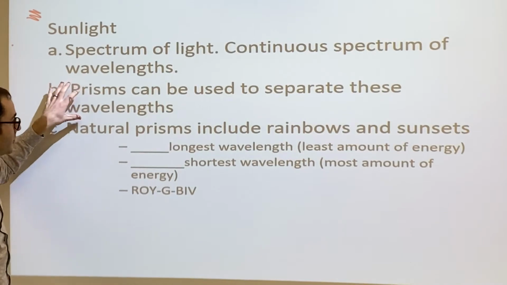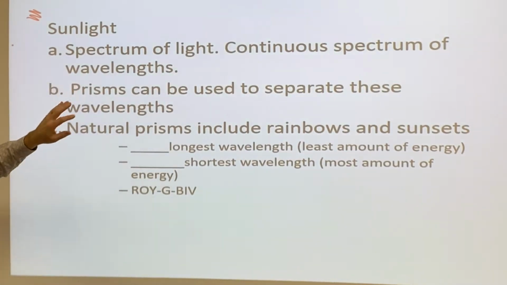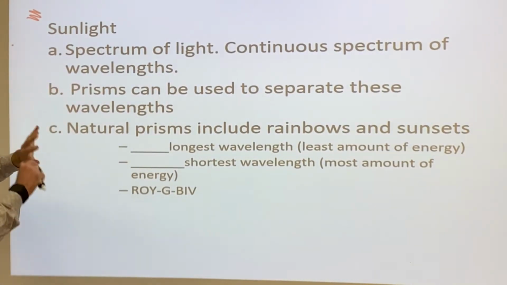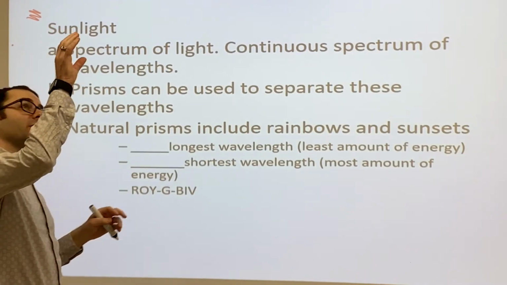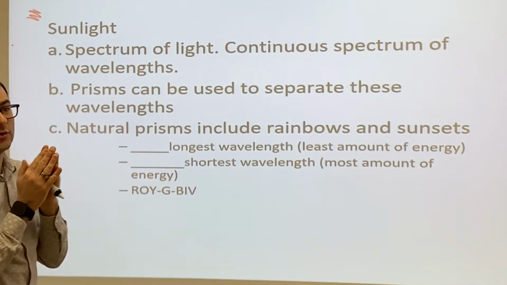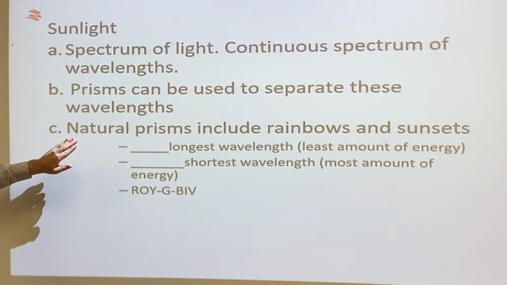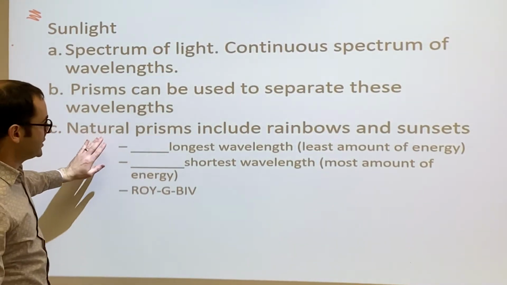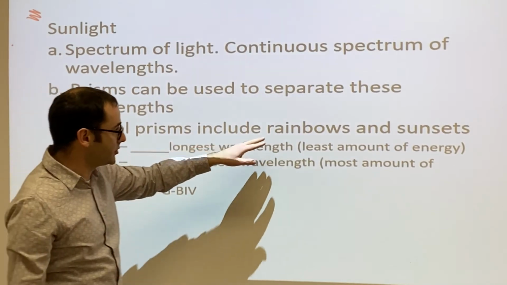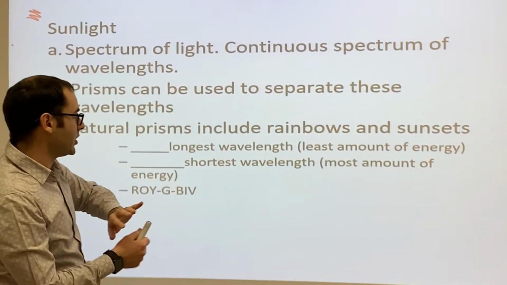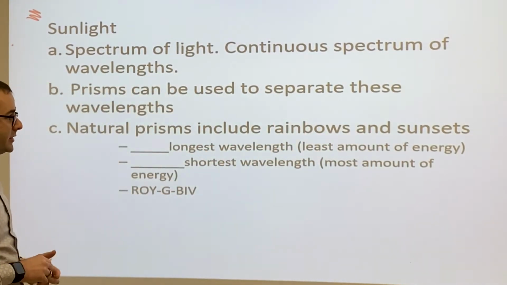The spectroscope we used in lab is a prism, and it can be used to separate the wavelengths. So even though we see this as white light, when you use a prism on it, it'll divide it up into all the different colors. Okay. And then naturally you'll see some prisms like rainbows and sunsets, which are splitting up the light into their representative wavelengths.